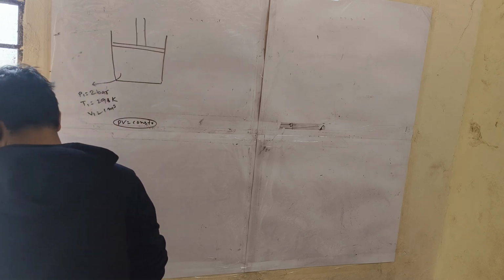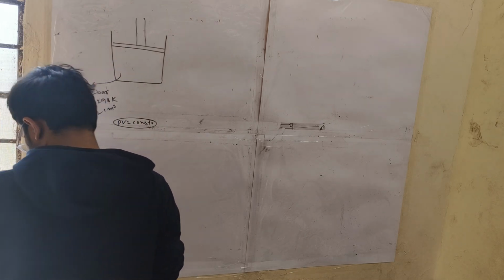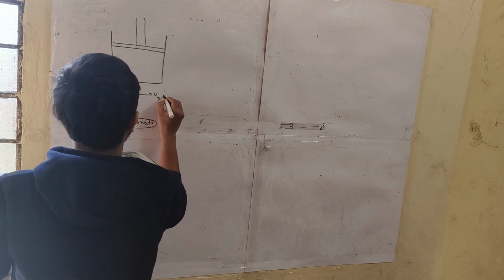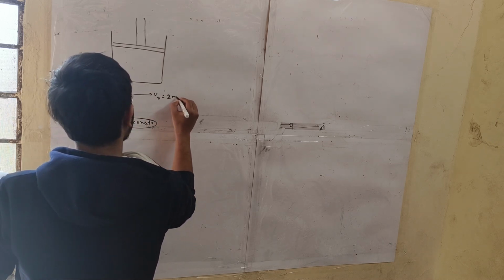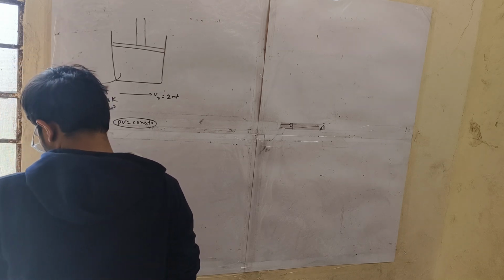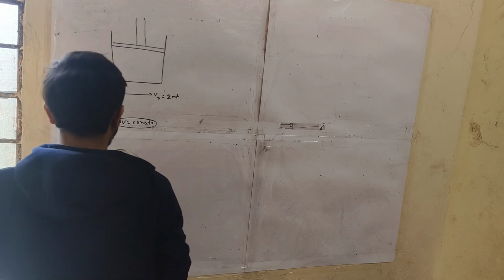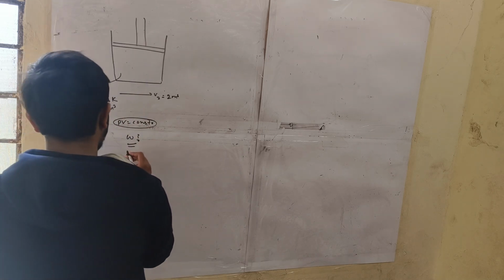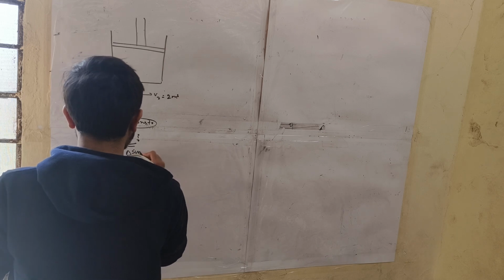isothermal process. It is given that the volume reaches 2 meter cube. It is an isothermal expansion. Find the heat exchange from the work interaction for the nitrogen gas. We find the work done and we find the entropy change delta S of the universe.